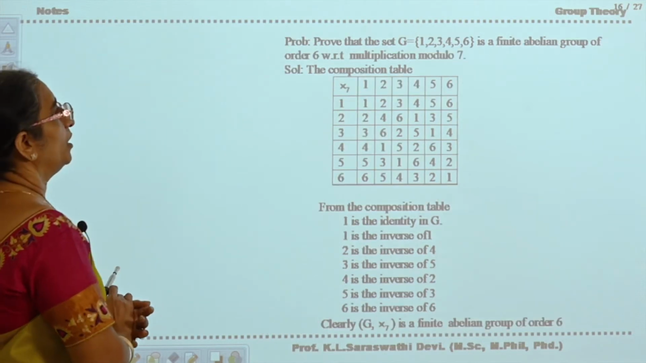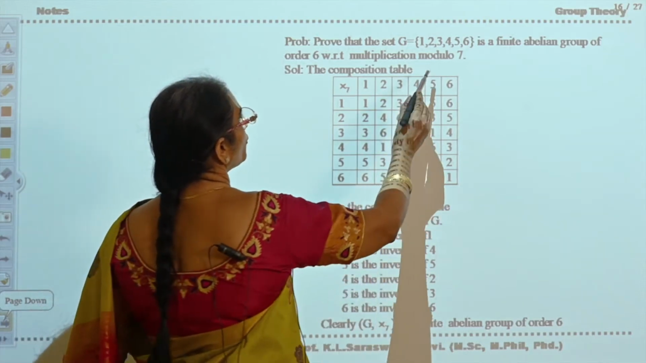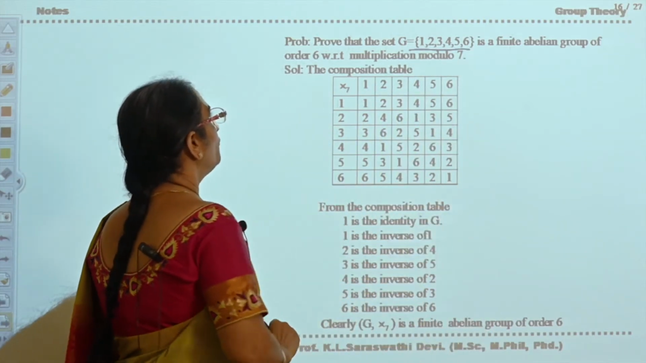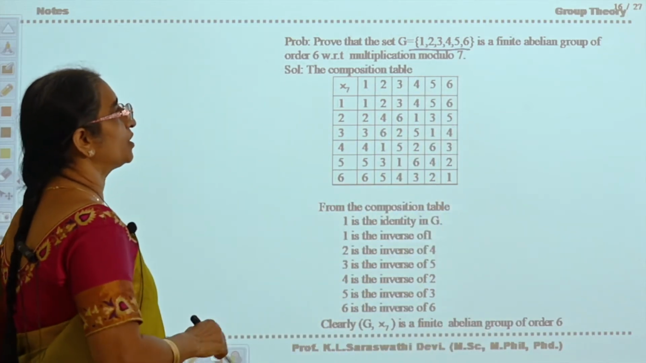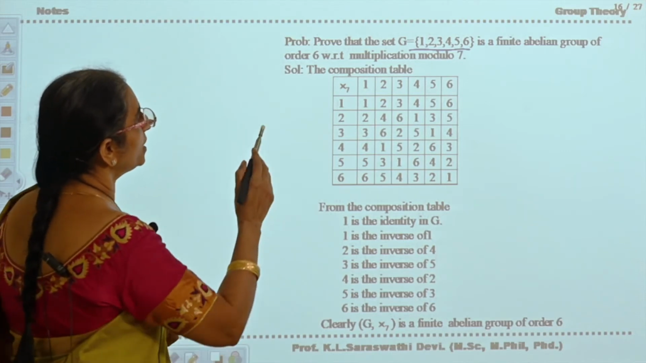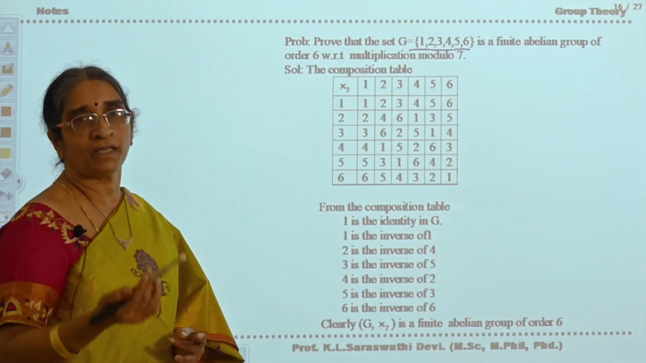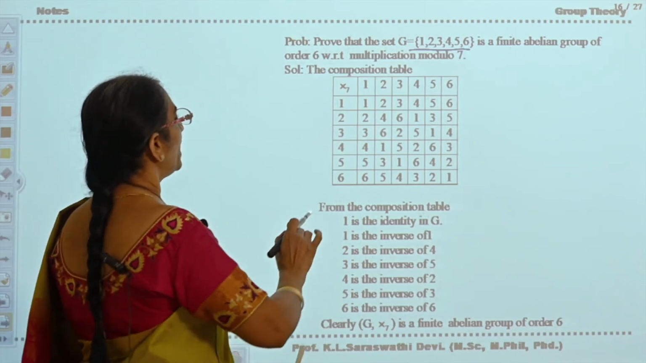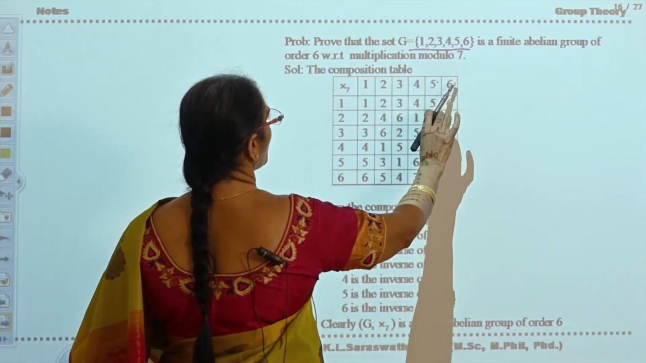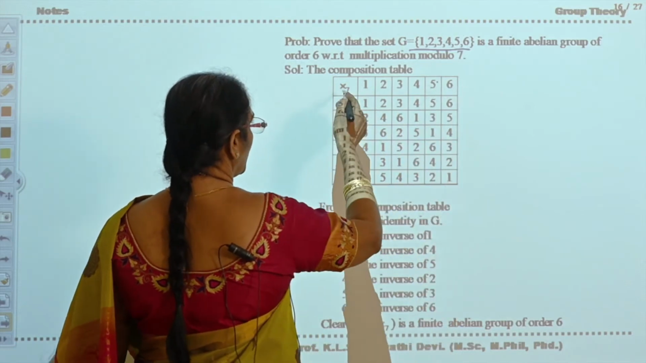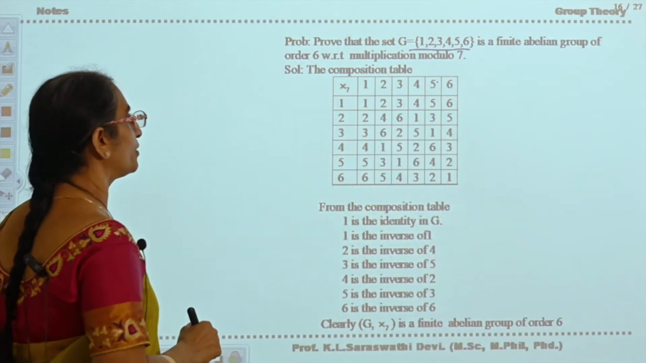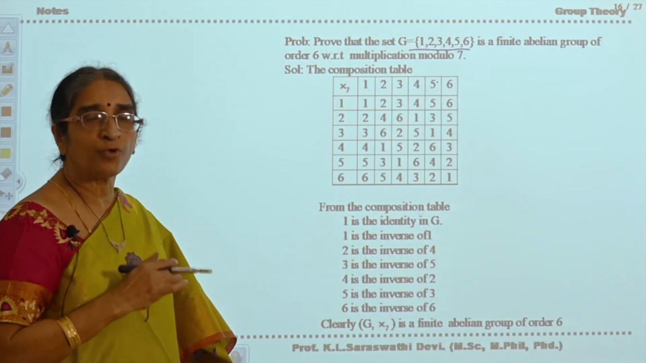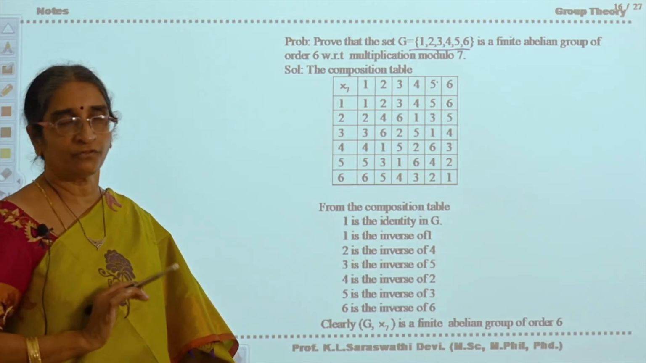See. 1, 2, 3, 4, 5, 6. With respect to multiplication modulo 7, whether it is an abelian group or not, we are verifying using the composition table. Now write 1, 2, 3, 4, 5, 6 in the top row, and in the left column you have to write in the same order. Now see how we are filling the body of the table.